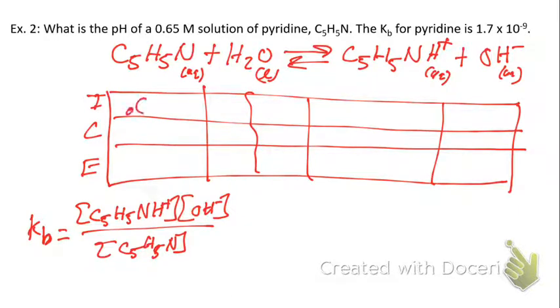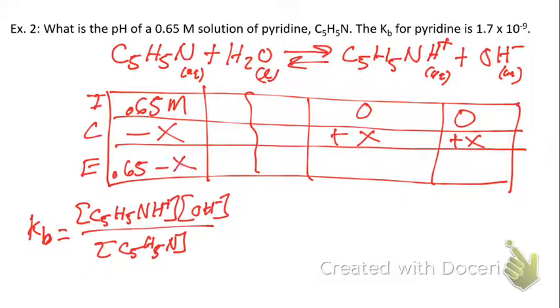We know that this is 0.65 molar. We know that our initial concentrations for our products are 0. It's all a one-to-one relationship, so minus x, plus x, plus x. So at equilibrium, it'd be 0.65 minus x, x, and x. We need to solve for x in order to get the OH- concentration we need.